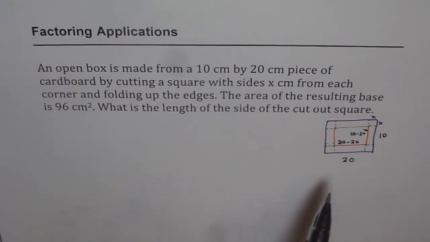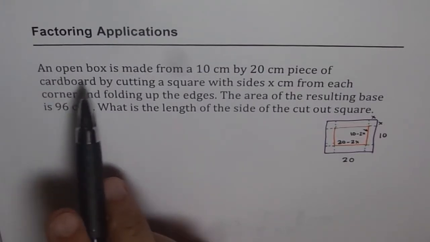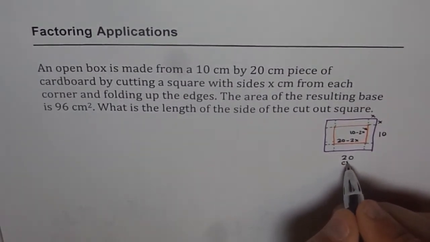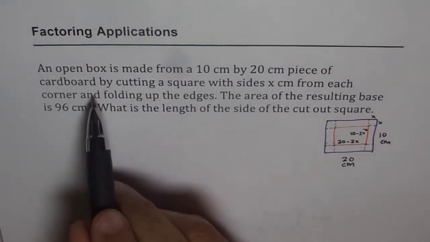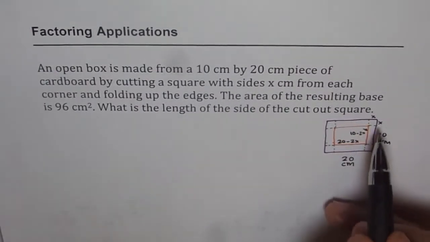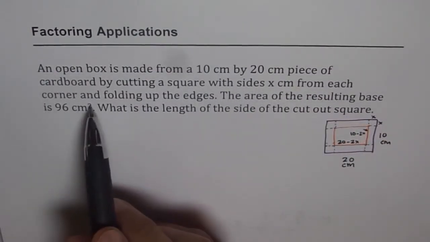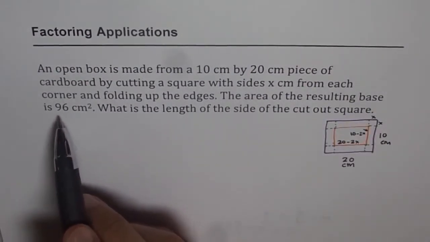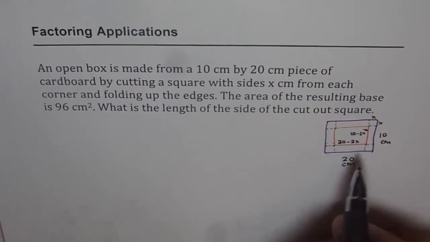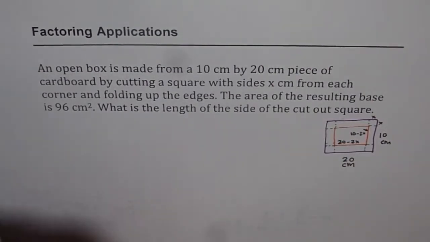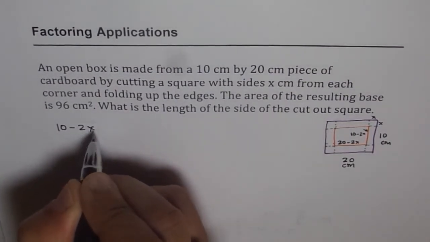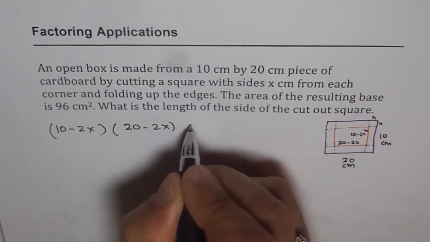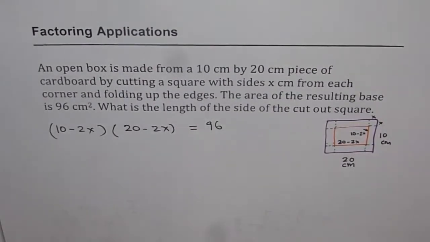Let's read the question once again and then solve it. An open box is made from a 10 centimeter by 20 centimeter piece of cardboard, so these units are centimeters, by cutting a square with sides x, those are the squares, from each corner and folding up the edges. The area of the resulting base is 96. So that is our base. So that area is given to us as 96. That means 10 minus 2x times 20 minus 2x is equal to 96. That is how we get our equation.